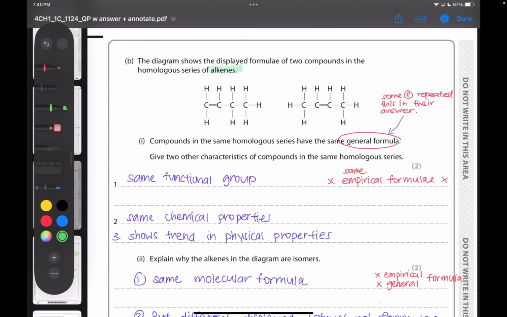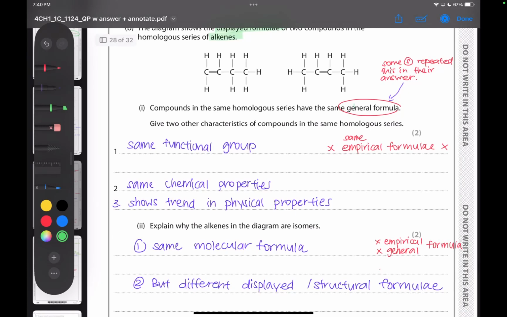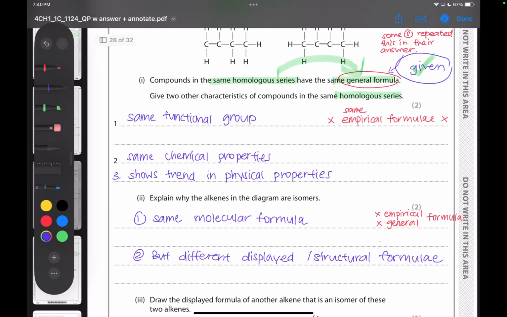This question focuses on alkenes, and they give two different display formulae. You know what's coming, right? The isomers here. They are asking you about homologous series first. They have stated in the question that if substances belong to the same homologous series, they will have the same general formula. That means this is given. You should not mention anything else about general formula. So that leaves you with a few options. You could say that compounds in the same homologous series have the same functional group. That means, like, if it's from alcohol, then it's OH.